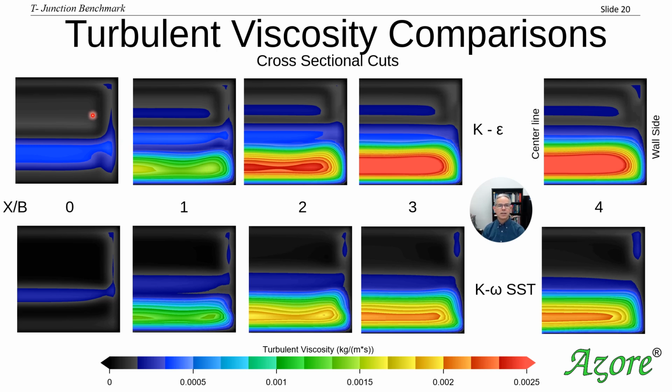And so what I've done here is I've taken some cross sections at our different locations along the length of this duct, our X over B locations. And right over here, just a reminder, on the right-hand side, this is our wall side, and on the center line, that's the center of our duct. And so the top set of plots here is the K epsilon predictions of the turbulent viscosity, and the bottom row is the K omega SST predictions. And there's a number of observations we can make about this turbulent viscosity.